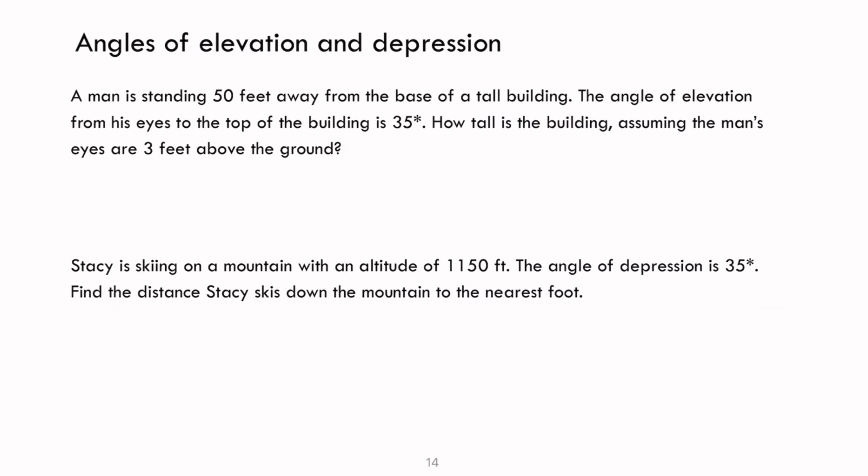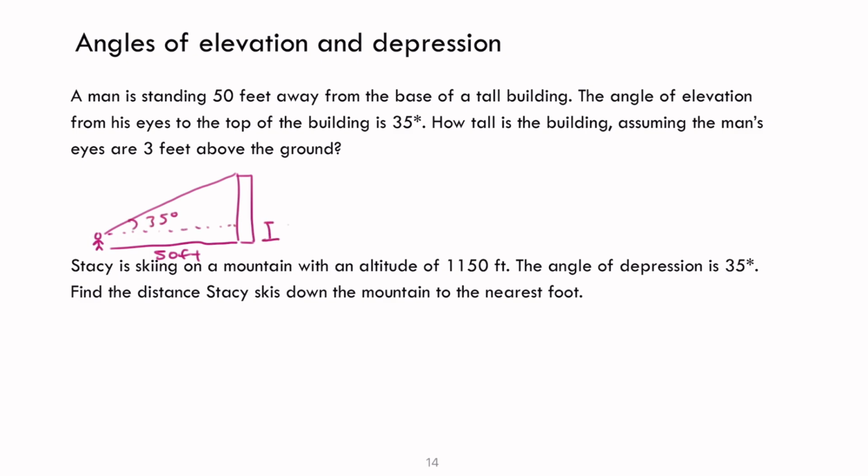So here are just a few practice problems. A man is standing 50 feet away from the base of a tall building. The angle of elevation from his eyes to the top of the building is 35 degrees. How tall is the building, assuming the man's eyes are 3 feet above the ground? So let's just draw it out right here. If the man is 50 feet away from a tall building, and from his eyes to the top of the building, the angle of elevation that is formed is 35 degrees.